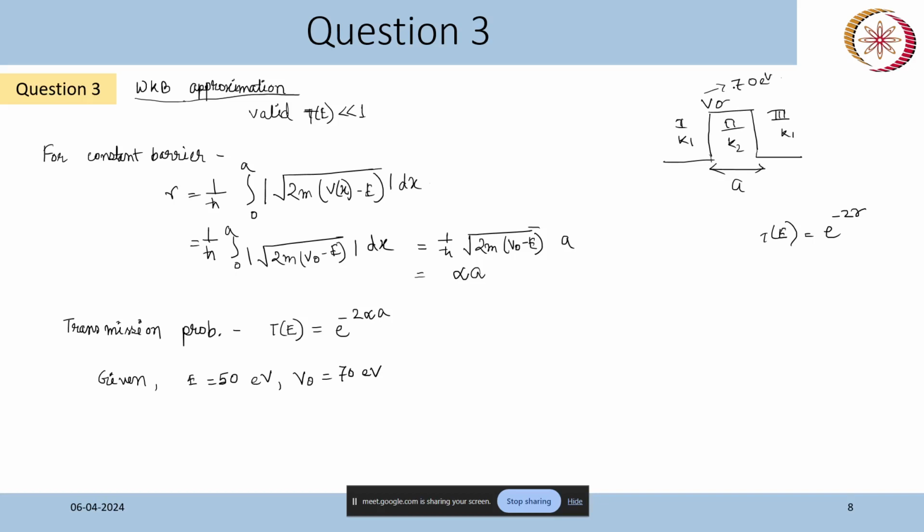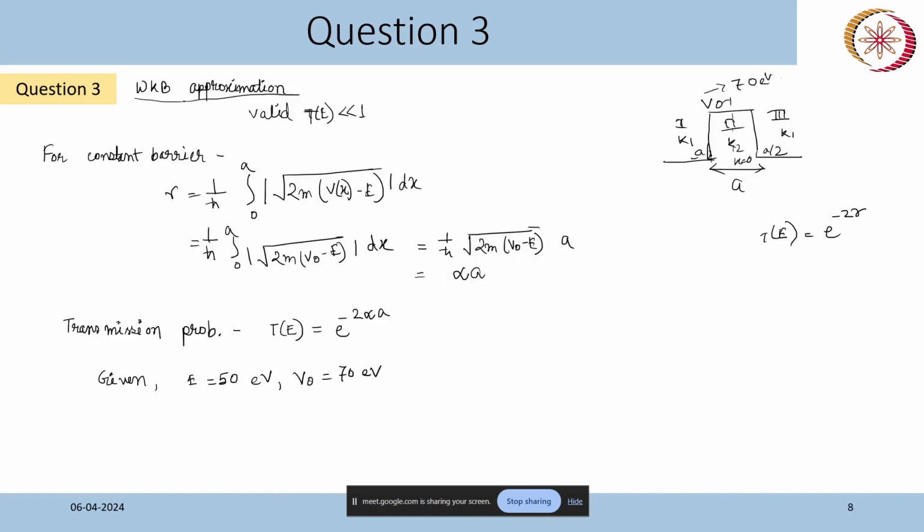Okay, you can take x equal to 0, this will be a by 2, this will be minus a by 2, and then you can solve the system. So this will be a one-dimensional system.